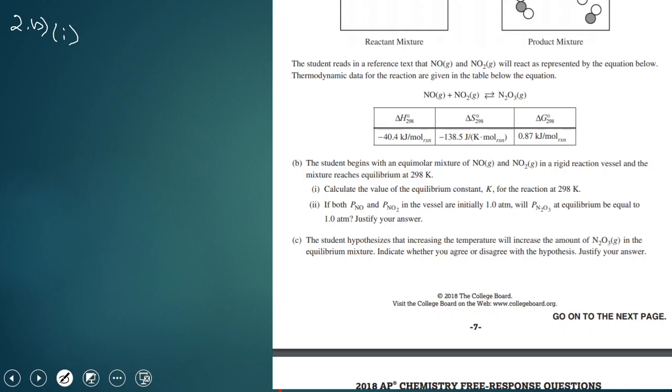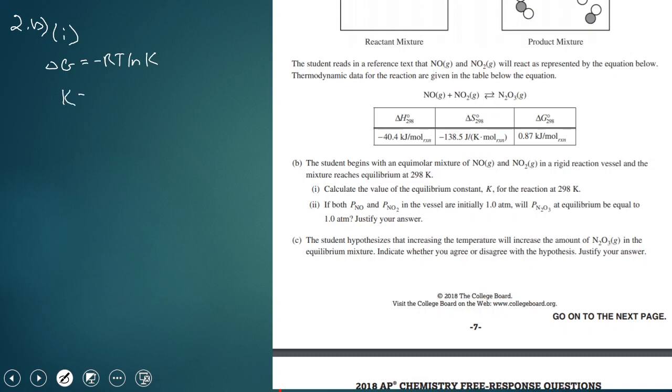So we can't use our traditional method of calculating K, which is through a RICE table or an ICE table, depending on how you want to call it. But we can use one of our applications of thermodynamics formulas. And so what you might know is that there's actually a relation between spontaneity, so Gibbs free energy, and equilibrium. And that relation is given by delta G is equal to negative RT ln K. So I'll write that down. So delta G is equal to negative RT natural log of K.